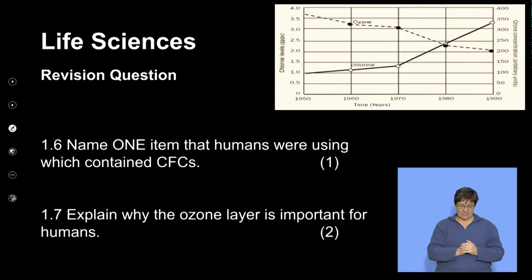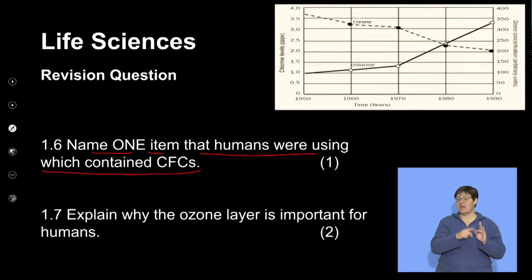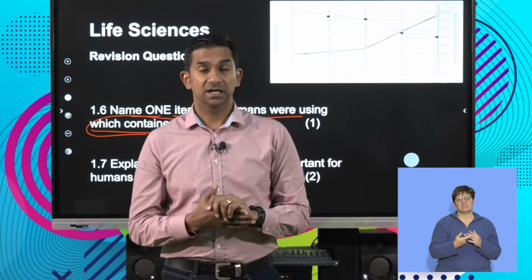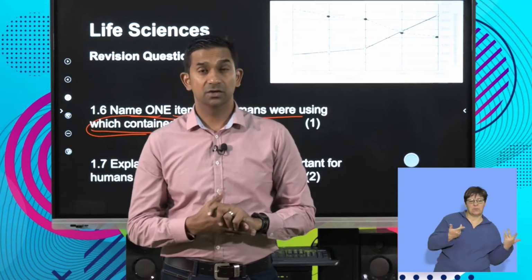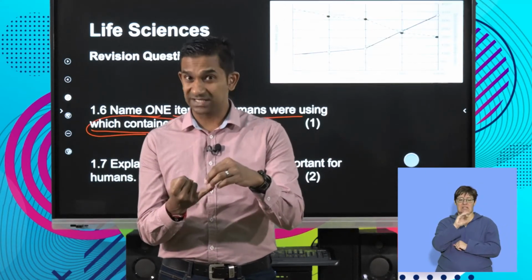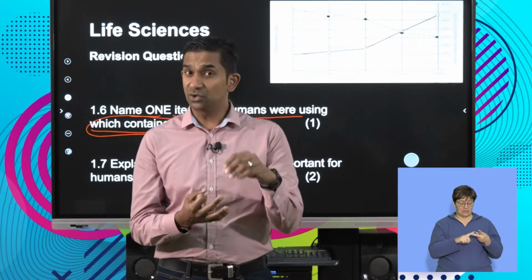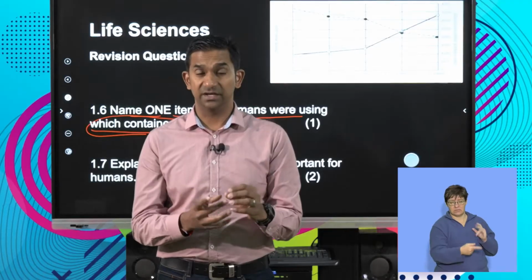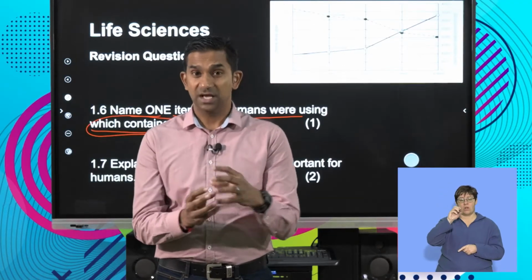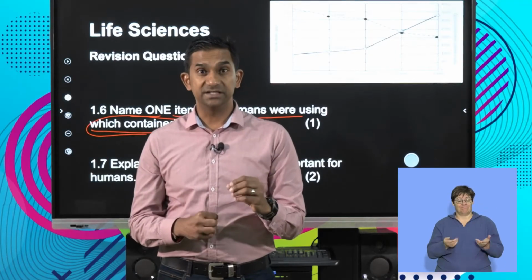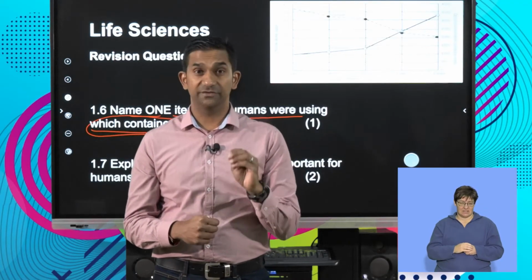So before we wrap the segment up, name one item that humans were using which contains CFCs. So guys, there are many different apparatus, refrigerants, coolers, or industries that use chlorofluorocarbons. We know that it was used extensively in air conditioning, in coolants in fridges, and also in the production of polystyrene or thermocol. And so all of those substances or industries that used CFCs were significantly impacting the environment back in the day.